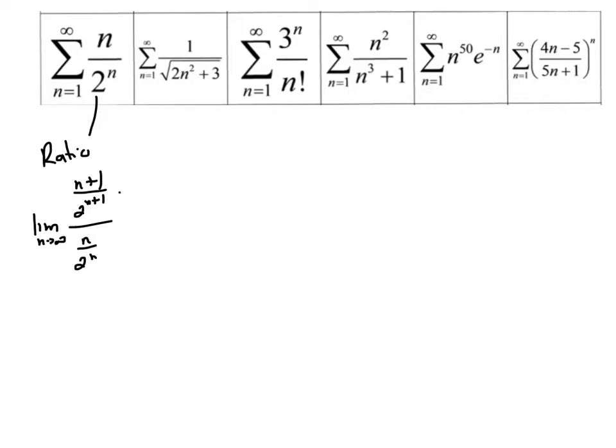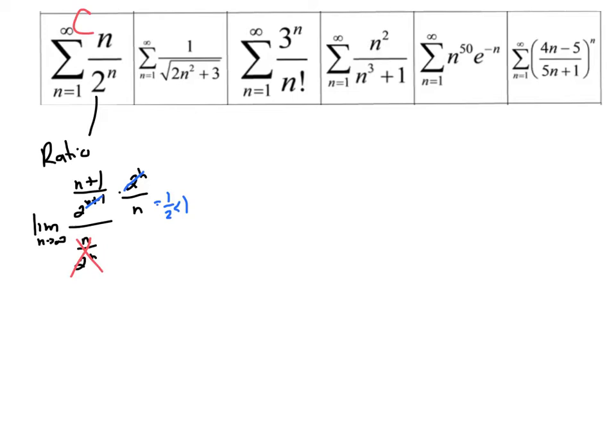Okay, so you multiply by 2 to the n over n. Simplifying, the limit of (n plus 1) over 2n is 1/2, which is less than 1. So this will converge. Okay. The next one, 1 over the square root of 2n squared plus 3.